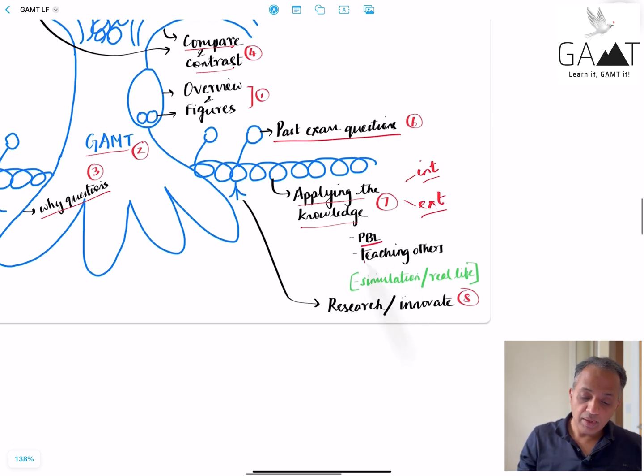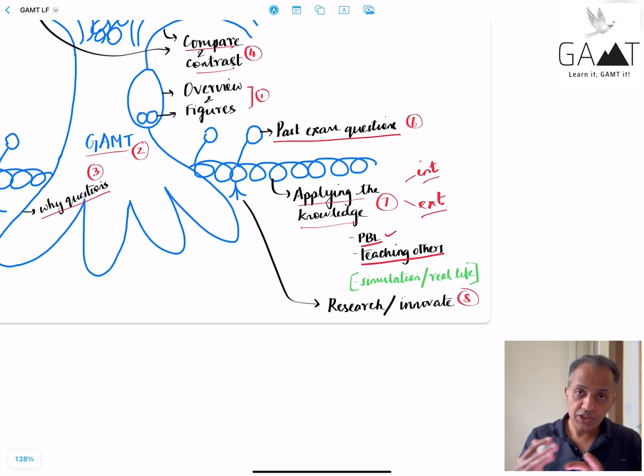Internal includes problem-based learning and teaching others. Now, problem-based learning is basically you read about a topic and you solve some problem-based questions from the topic. And teaching others doesn't strictly come under the applying the knowledge category, but it's very, very important. In a way, you're applying your knowledge by teaching others. You can argue for that, but this is where teaching others stays.